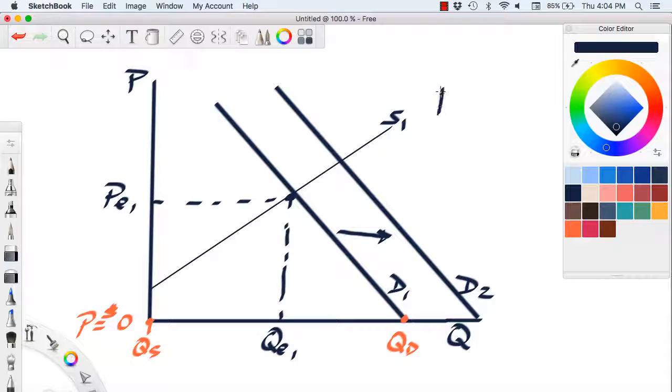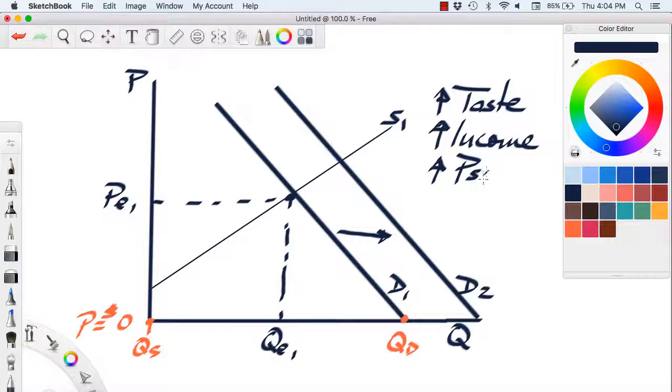Maybe there's been an increase in taste for this product. Maybe there's been an increase in income among the buyers who buy this product. And I'm assuming this product is a normal product, so greater income leads to greater demand. Maybe there's been an increase in the price of a substitute for this product. There's lots of factors that could shift the demand curve to the right. Perhaps there's an increase in the expected price of this product. Perhaps there's an increase in the population of people who are buying this product.